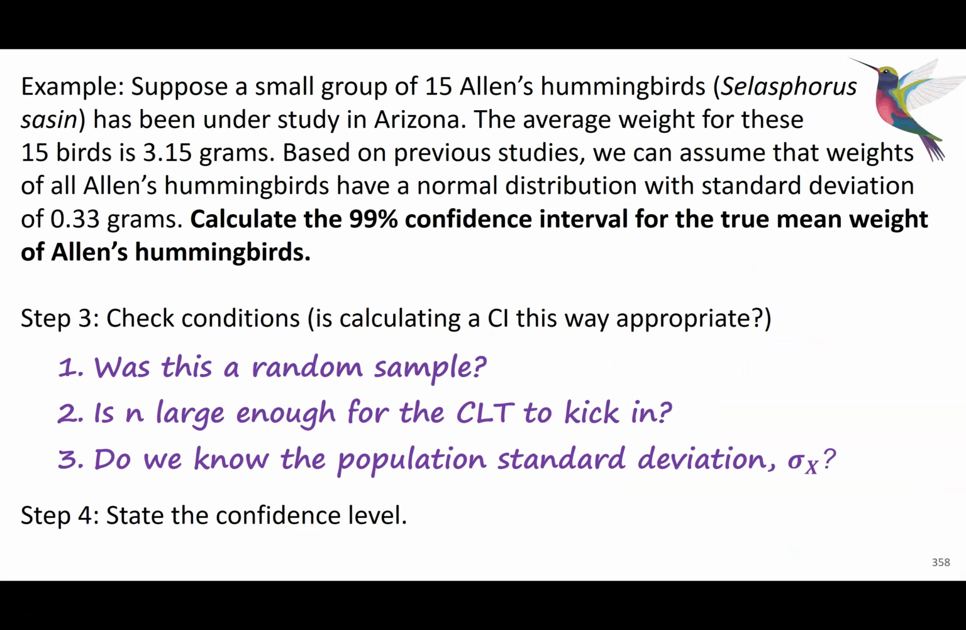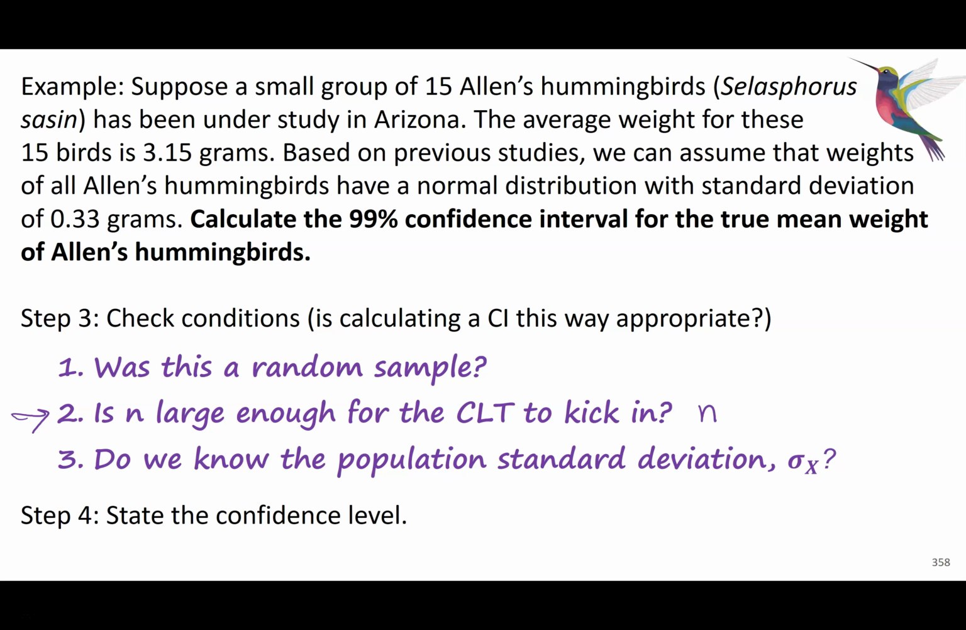So now we need to check the conditions, right? We don't want to go and use these z methods and calculate it using a z-star, just to find out that we shouldn't use a z-star. So first off, I'm going to skip the first question actually. I'll come back to it. I'm going to start with, is n large enough for the central limit theorem to kick in?